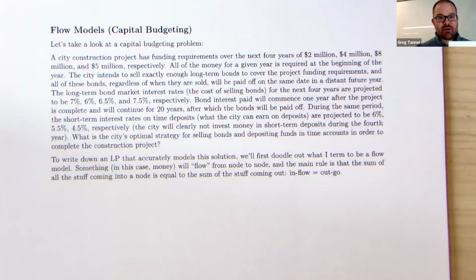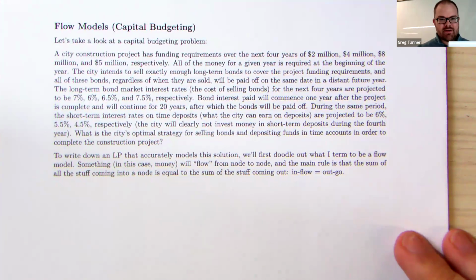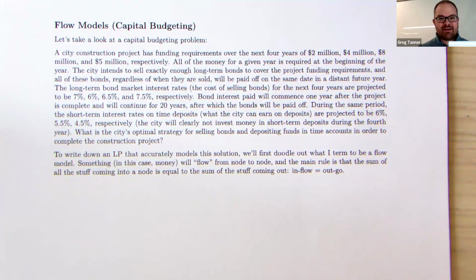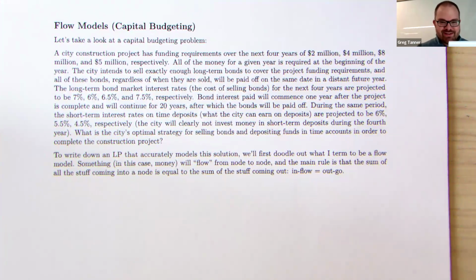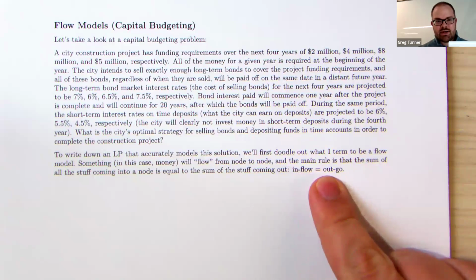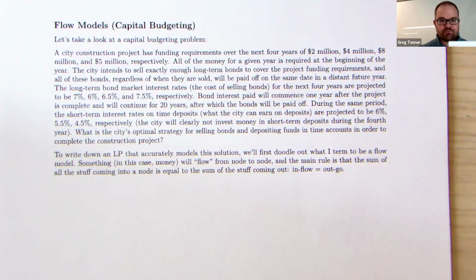Okay, let's talk about another prototype model for linear programming, which I think of as flow models, and they involve the flow of something from node to node. The basic idea is that you can often draw a flow chart diagram where some quantity moves from node to node, and your constraints end up being that your inflow has to be equal to your outflow, or usually something along those lines.